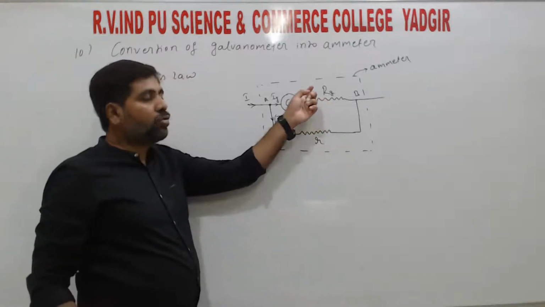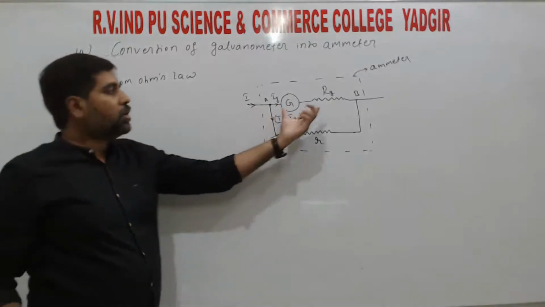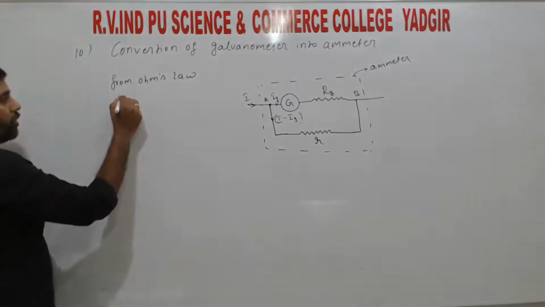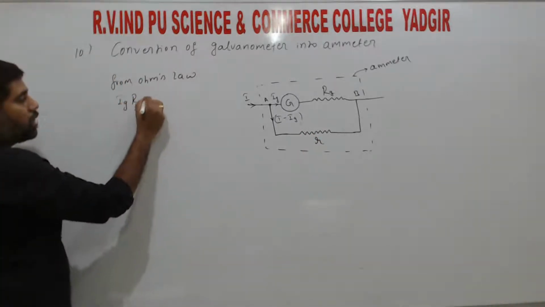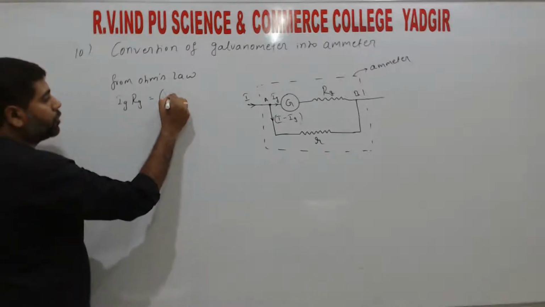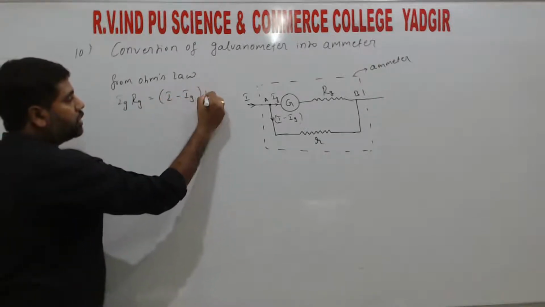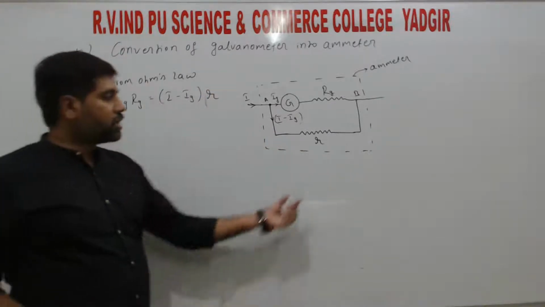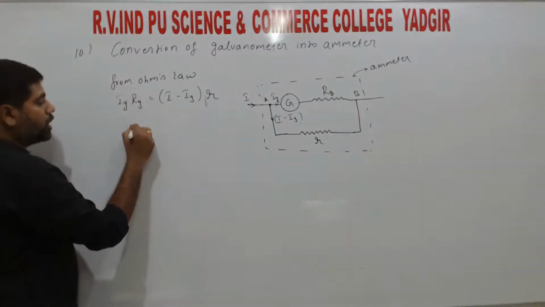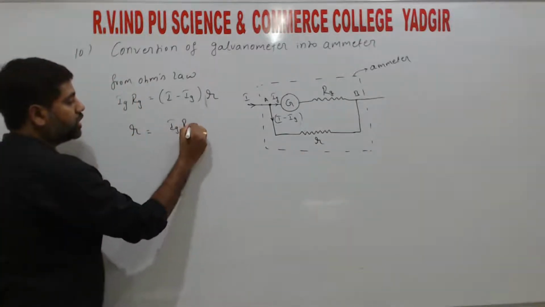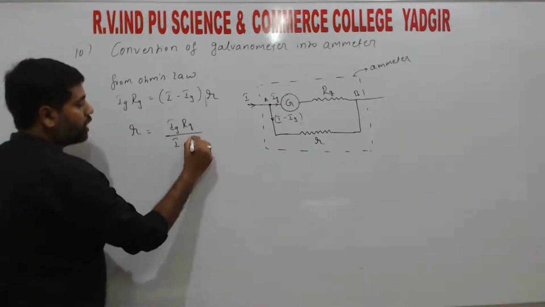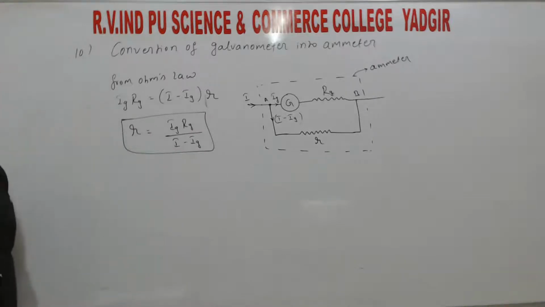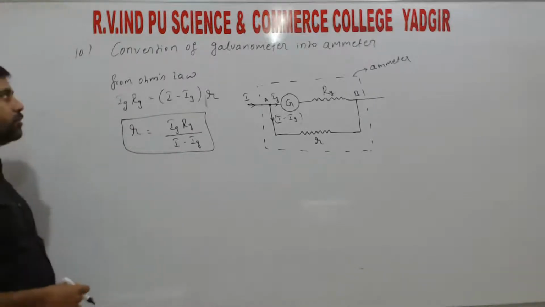So V remains the same. So from Ohm's law, V is equals to I into R. So Ig into Rg, that is equals to I minus Ig into R, right? So we can write Ig into Rg is equals to I minus Ig into the resistance, which is small r, right? So we are going to calculate this resistance only, right? So r is equals to Ig Rg divided by I minus Ig. So this is how we converted galvanometer into ammeter, right?